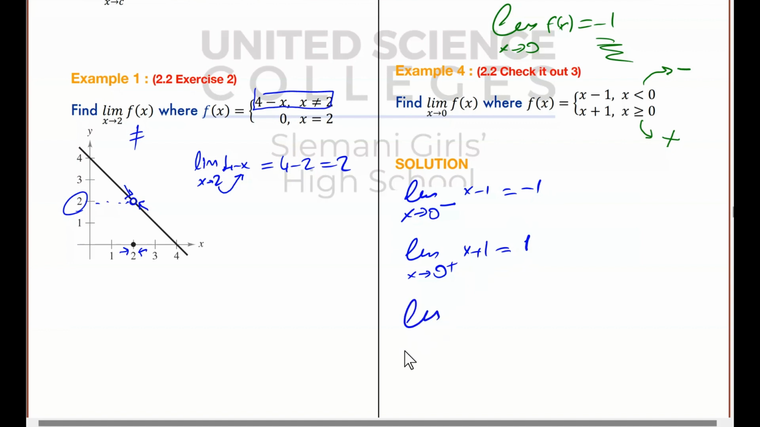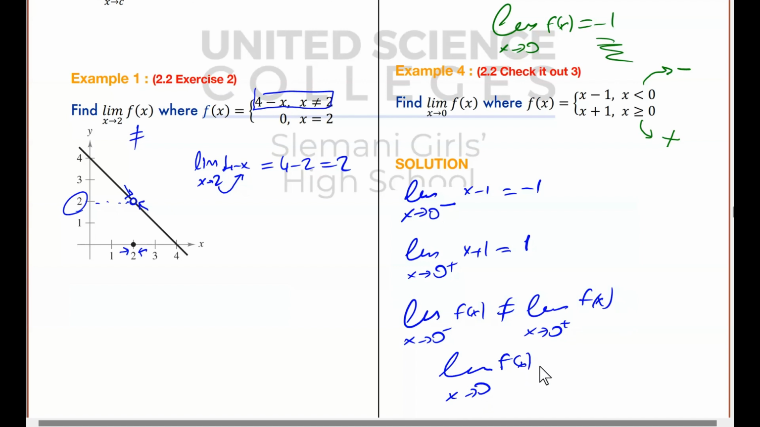Right side limit. Limit as x approaches 0 from the right of x plus 1. Inserting 0 for x will give you 1. So the right side limit is not equal to the left side limit. One of them is negative 1, the other one is 1. So then the limit as x approaches 0 of f of x does not exist. So we cannot talk about a limit at that point. All right.